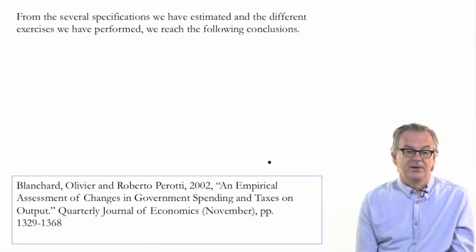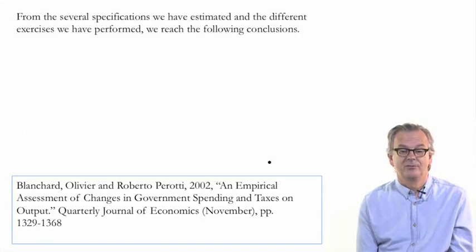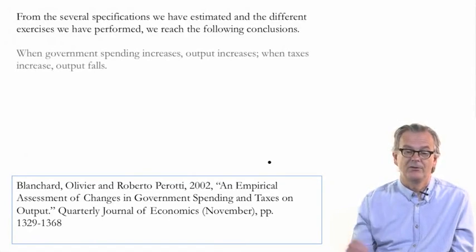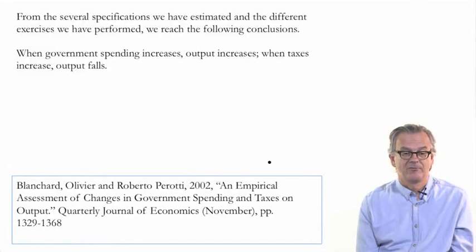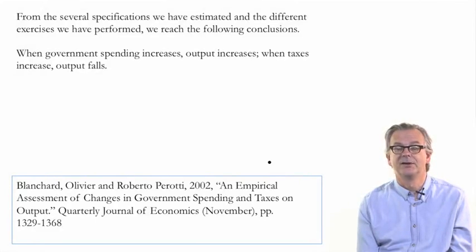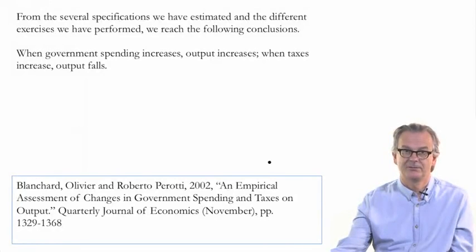From the several specifications we have estimated and different exercises we have performed, and they do go through a number of different approaches to try to get a definitive answer to this question, we reach the following conclusions. First conclusion seems to make sense. When government spending increases, output increases. When taxes increase, output falls. It's exactly what you would expect from the basic Keynesian model. So that's fine, that's reassuring in some sense.